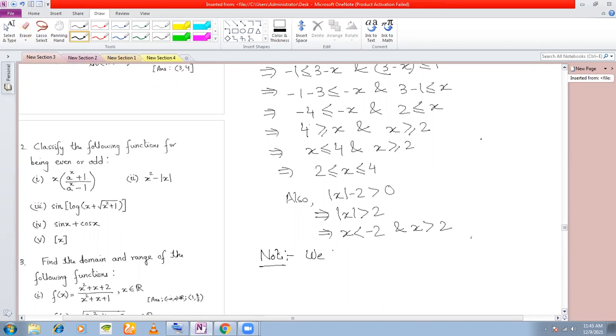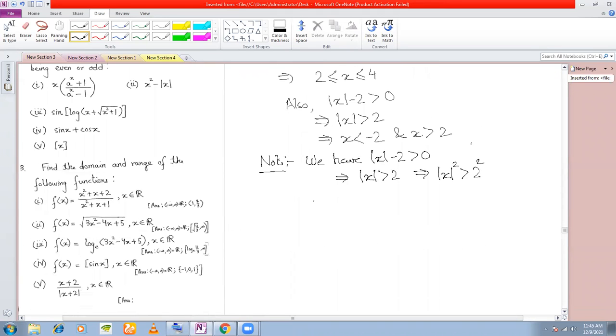So we have mod x minus 2 greater than 0. Okay, from here we get mod x greater than 2. Now if I square both sides, I'm going to get mod x square is greater than 2 square, right? That means mod x square is the same as x square, because mod x square is always positive, and so is x square greater than 4. So now I can write this as x square minus 4 is greater than 0. That means you have x plus 2 into x minus 2 must be greater than 0.